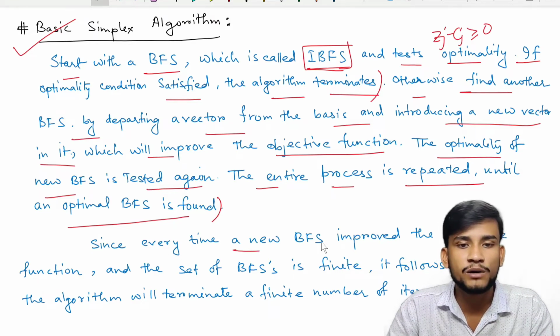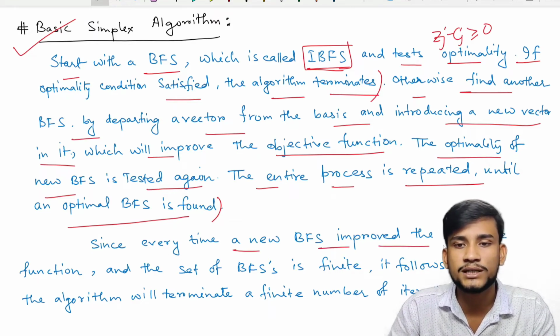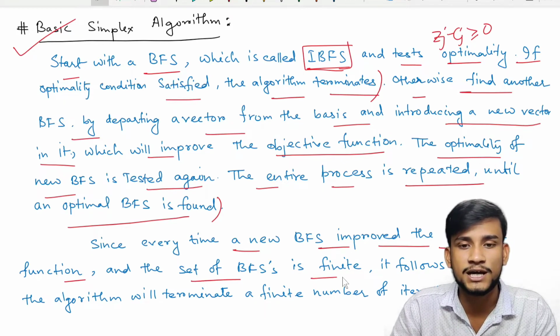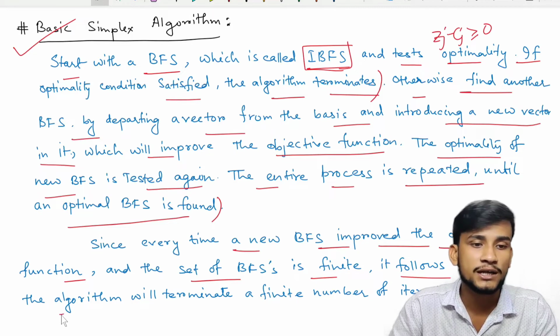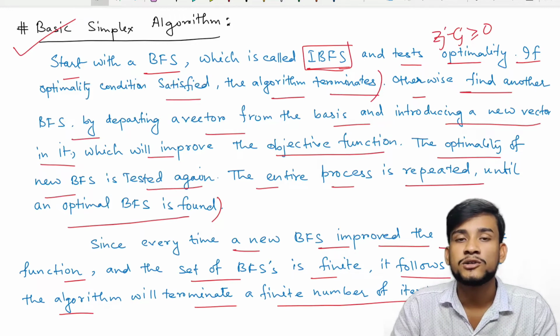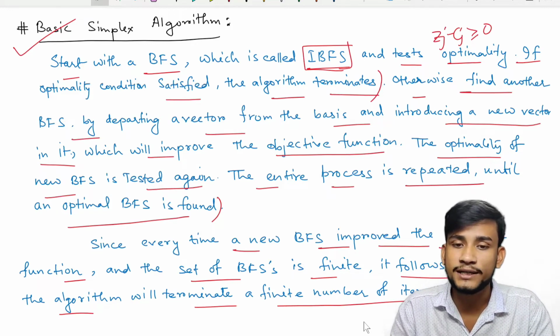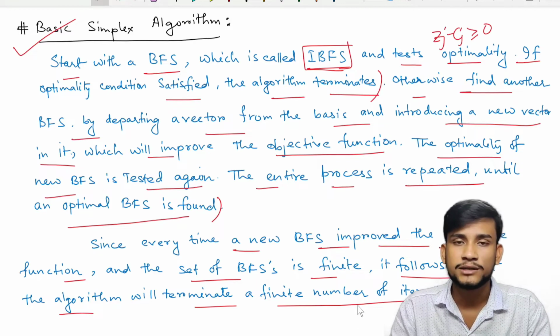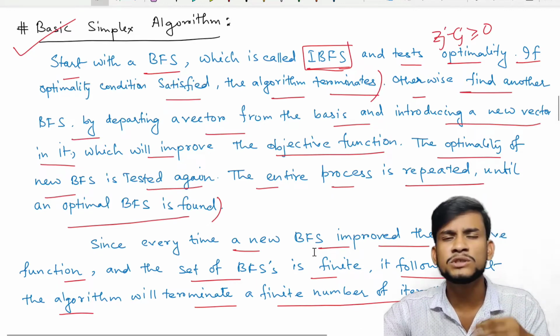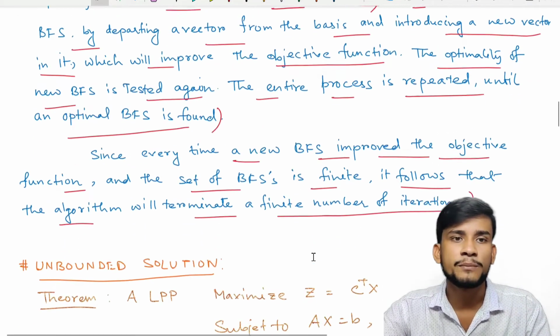Since every time a new basic feasible solution improves the objective function, and the set of BFSs, that is basic feasible solutions, is finite, it follows that the algorithm will terminate in a finite number of iterations. So this ensures that the iterations must terminate after a finite number of times. This is not an infinite iteration, this is a finite iteration. So this is the summary of the basic simplex algorithm.